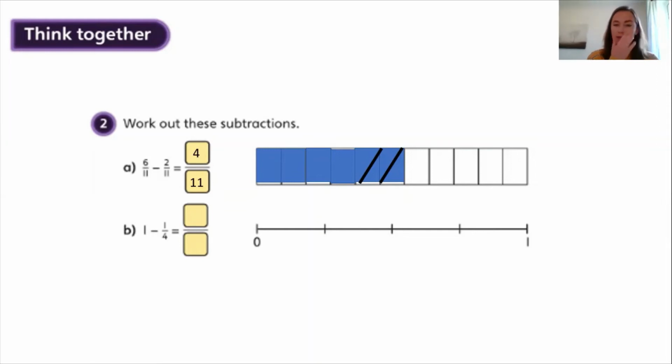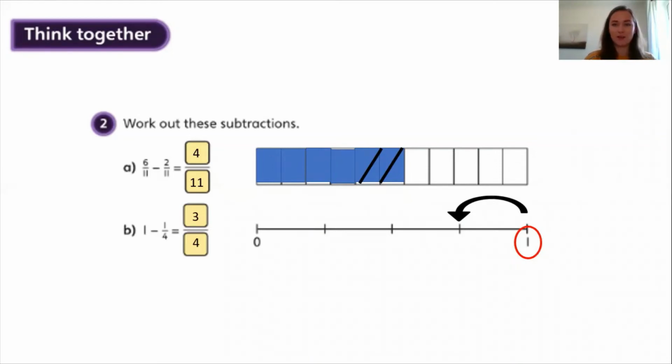For part B, we started with a whole one. Here it is on the number line. Another way of showing a whole one when we're talking about quarters is 4/4. 4 over 4. And we had to subtract 1/4. So I'm going to move 1/4 back on my number line. This leaves us with 3/4 as the answer.